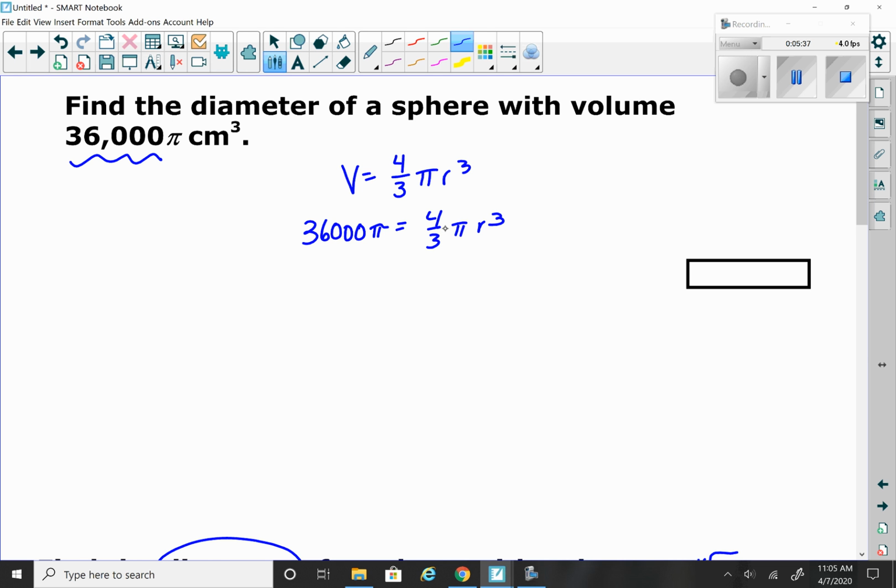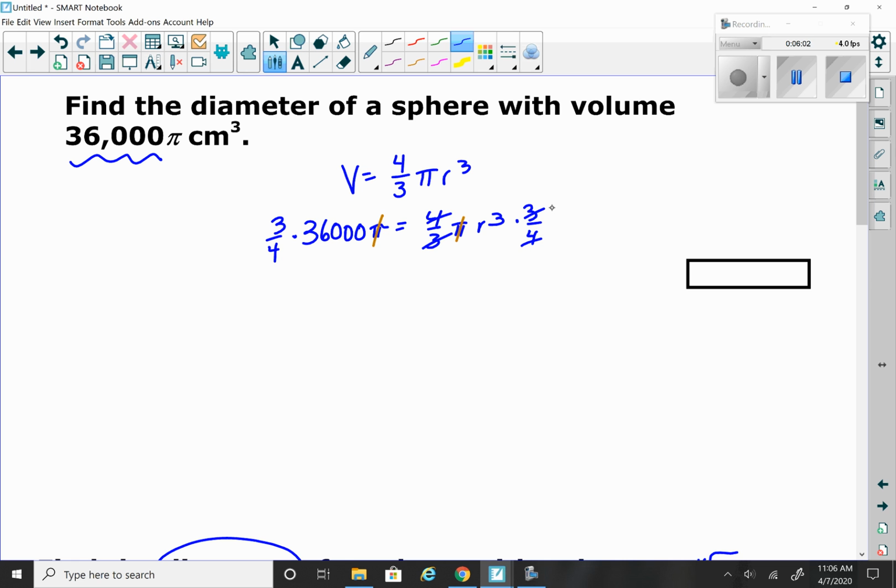And I'm trying to figure out first what the radius is, and then I can double that to get my diameter. Well, obviously, if I'm trying to solve this for r, the first thing I would do is divide both sides by pi, and the pi's cancel out. And then again, I'm trying to solve this for r, so I want to get rid of the 4/3. So I'm going to multiply both sides by 3/4, multiply by the reciprocal, right?